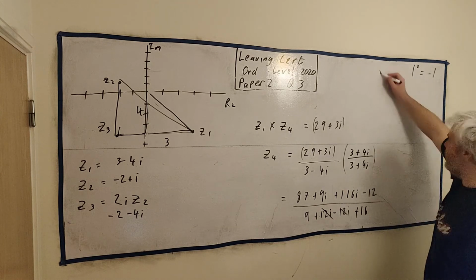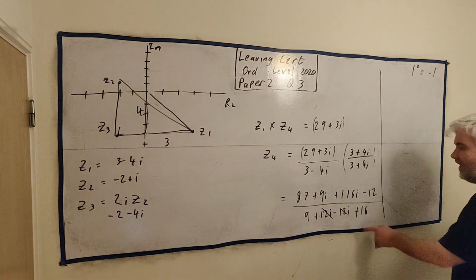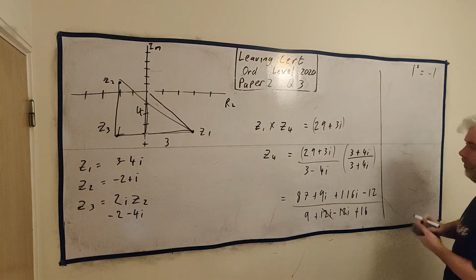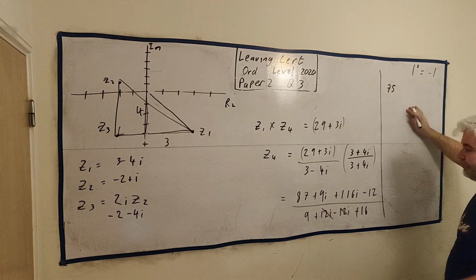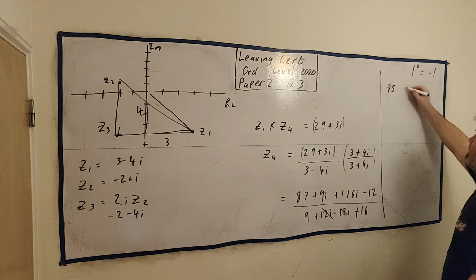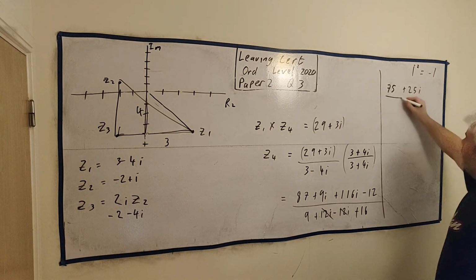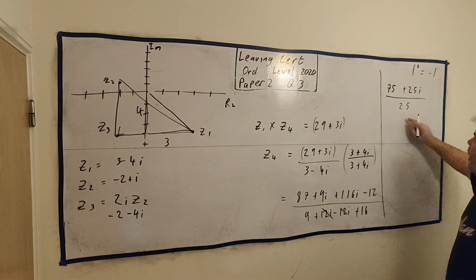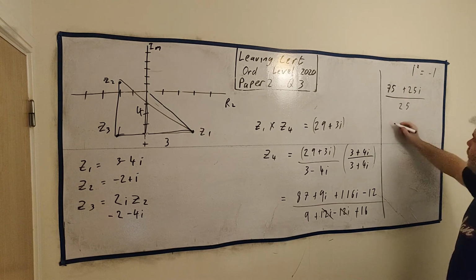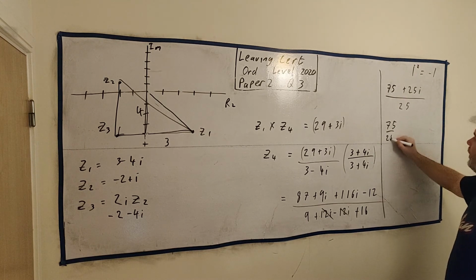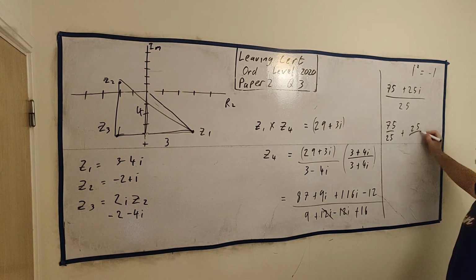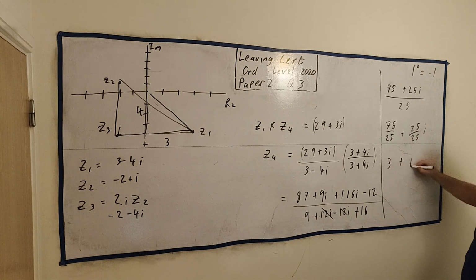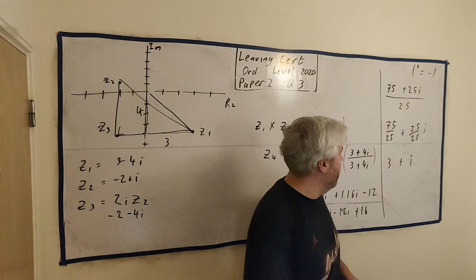Alright, let me take the next line. Take the next line up here. Let's add these together. 87 minus 12 is 75. 9i plus 16i is 25i. And the bottom row is 9 plus 16 is 25. Let's see, 25 goes into both of them. So 75 divided by 25 plus 25i divided by 25. That goes in 3 times. This goes in 1 time. So it's 3 plus i, our final answer.